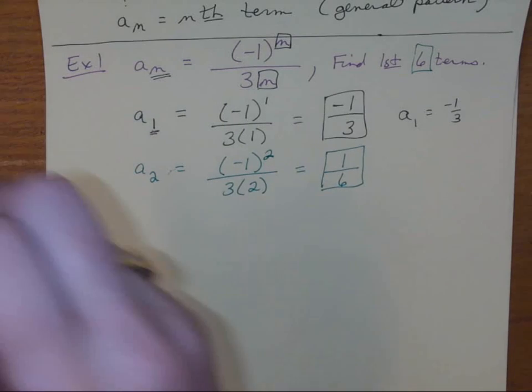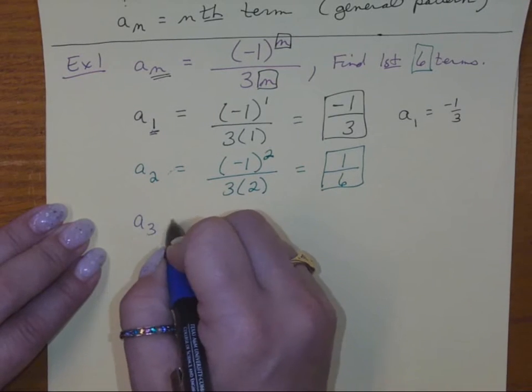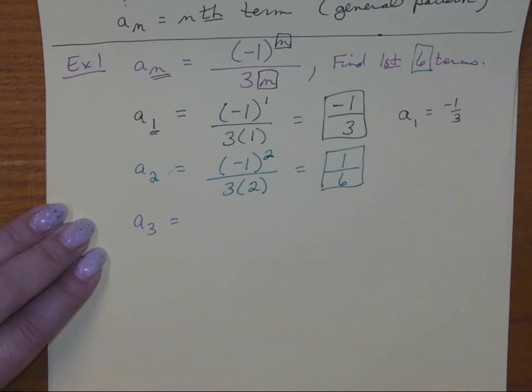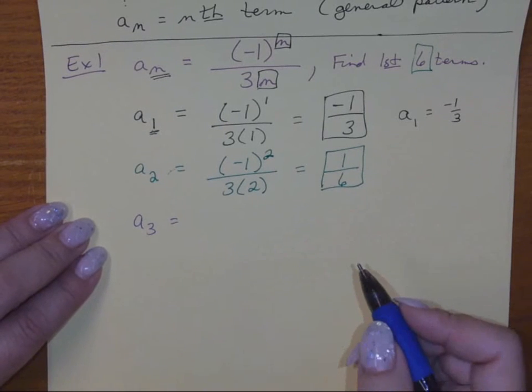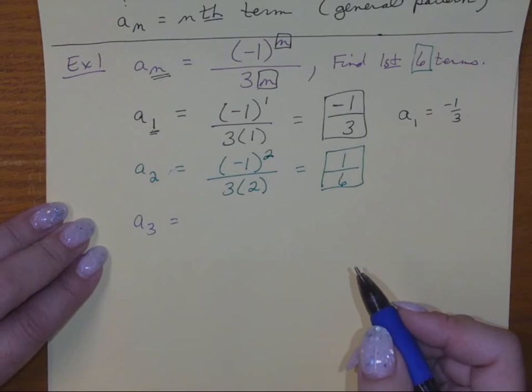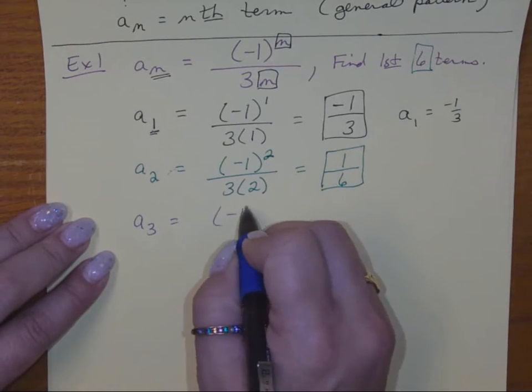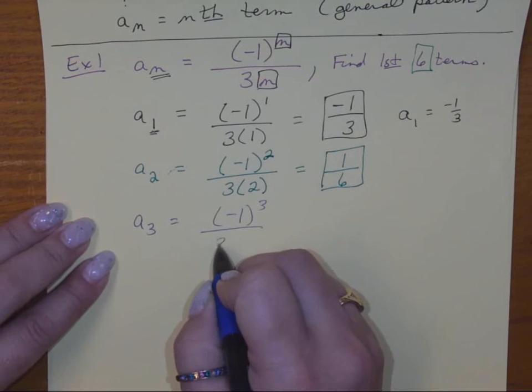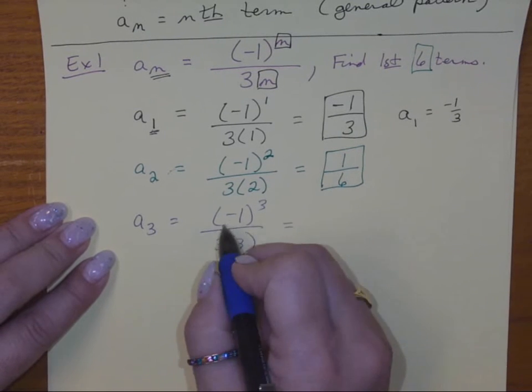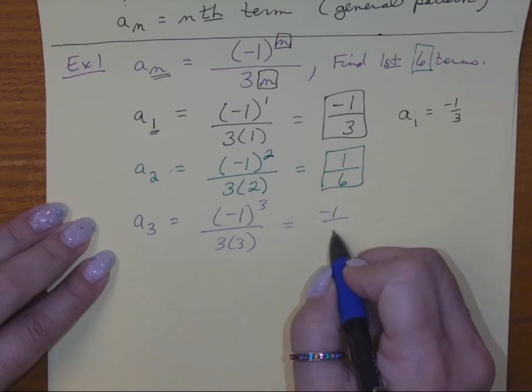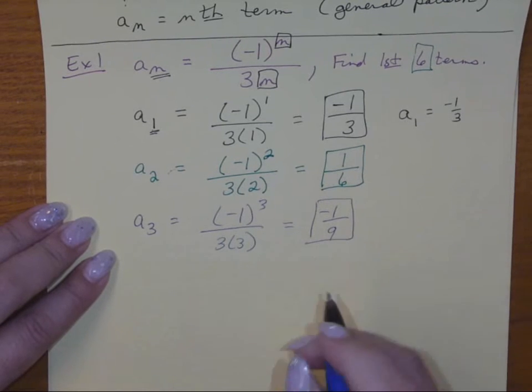And then my third term, y'all work it out. Pause the tape for just a second and work that out. Okay, pause the tape. Dating myself. Okay, pause the video. All right, did you do it yet? All right, -1 to the third over 3 times 3, right? This becomes -1 still on the top. 3 times 3 is a 9 on the bottom.